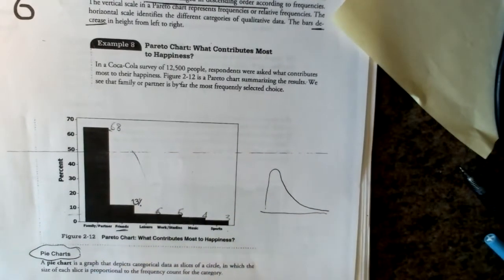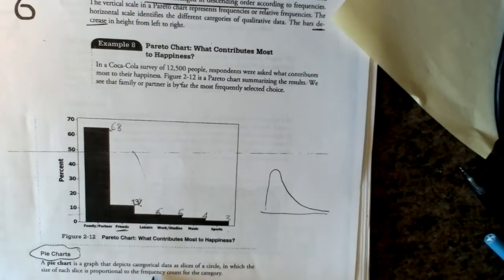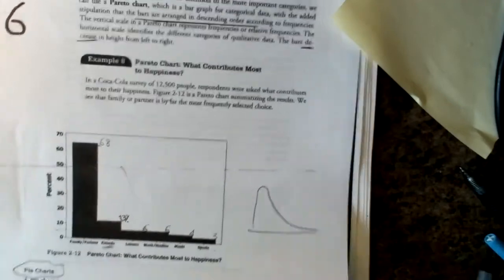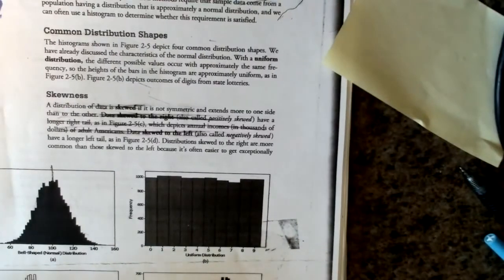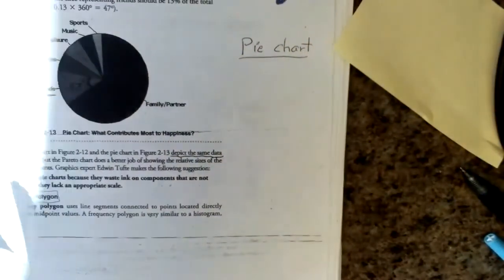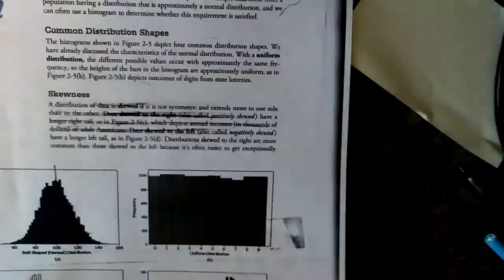Next is a pie chart. What is a pie chart? A pie chart is a graph that depicts categorical data as slices of a circle. The size of each slice is proportional to the frequency count for the category. Let me just put that one here. So this is the pie chart.